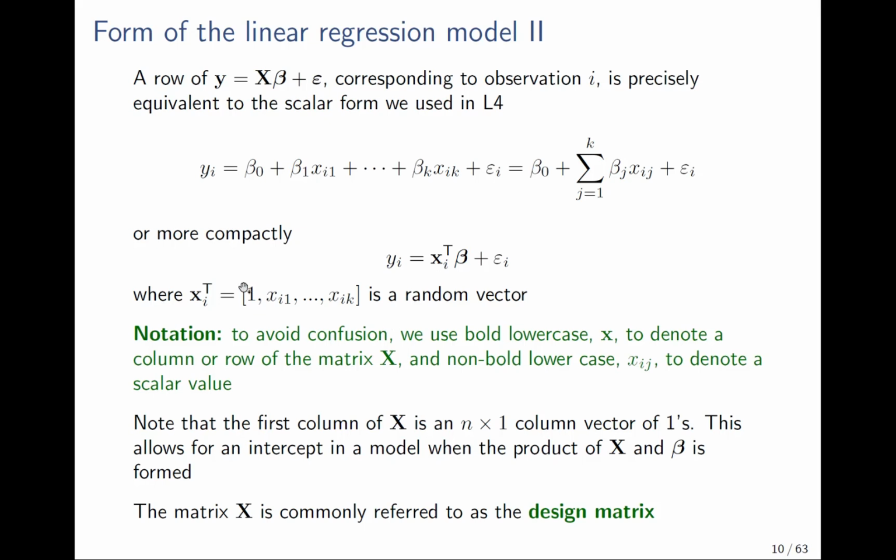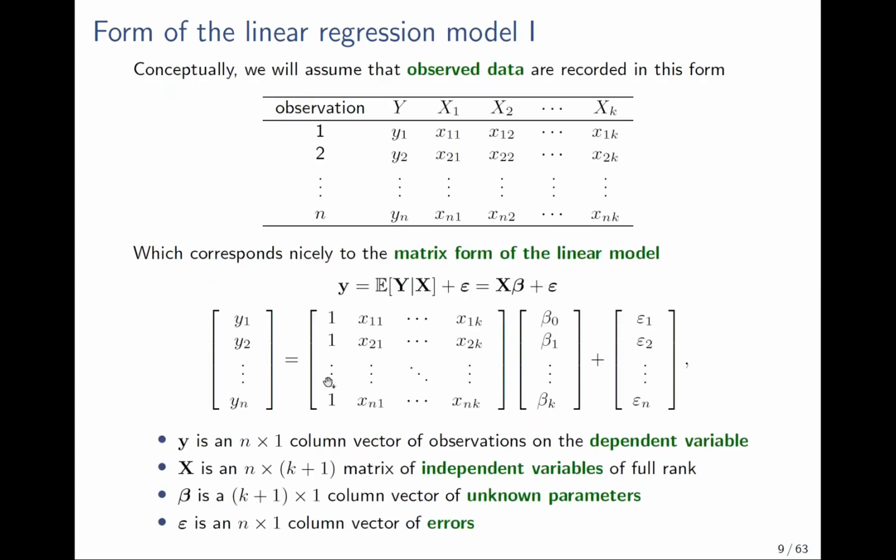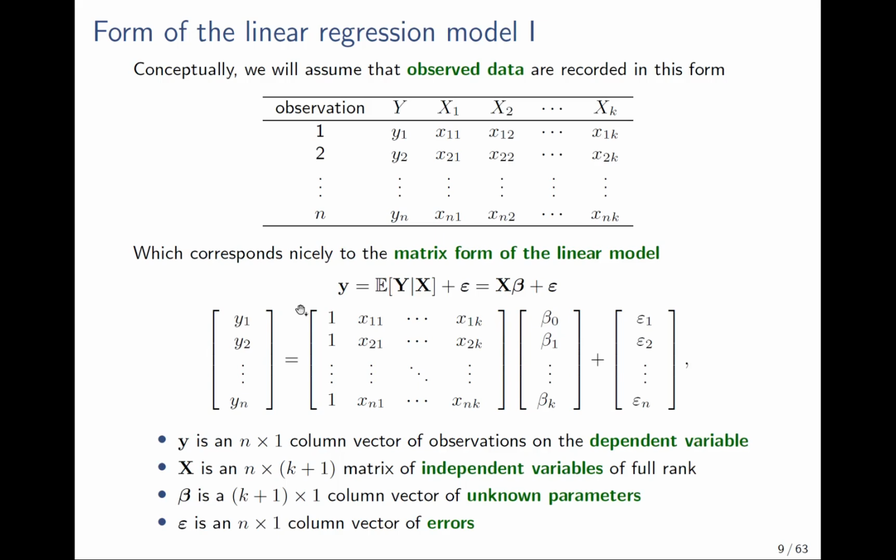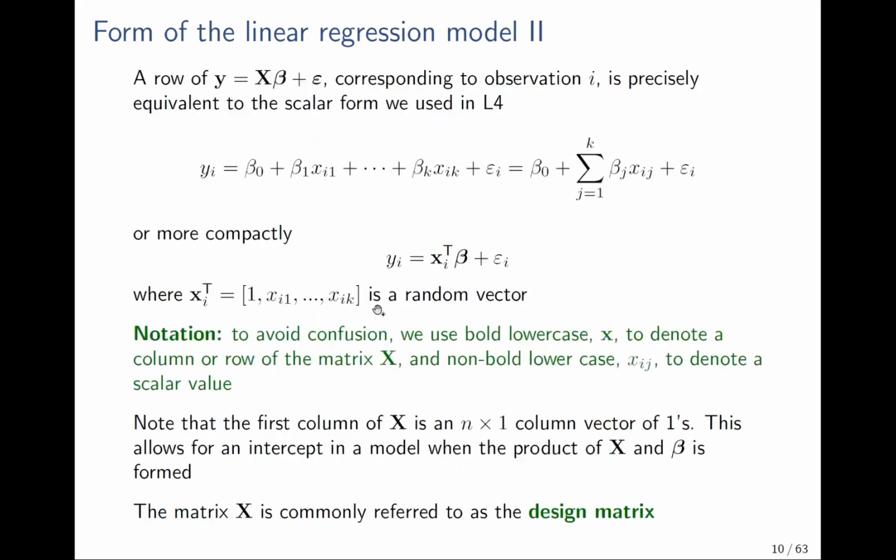Note again, I mentioned it in the slide above, the first column of X is an n by 1 column vector of 1s. Every row in this column vector takes the value of 1. And this allows for an intercept in the model because of the product of the X matrix and beta. That 1 is always going to give us a beta naught in this equation. And the matrix X is commonly referred to as the design matrix.